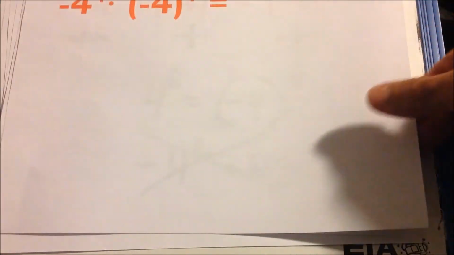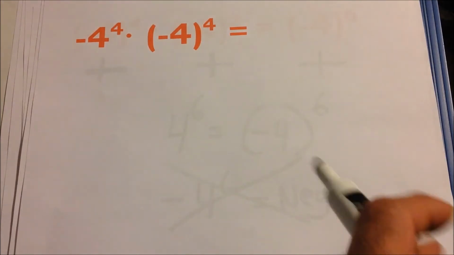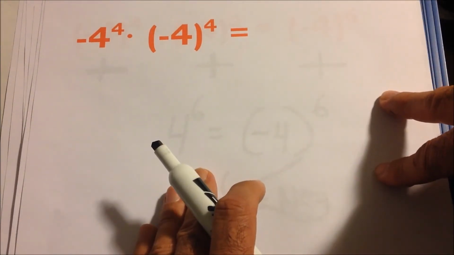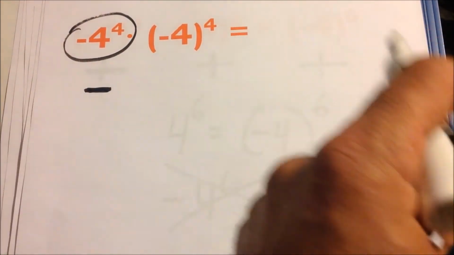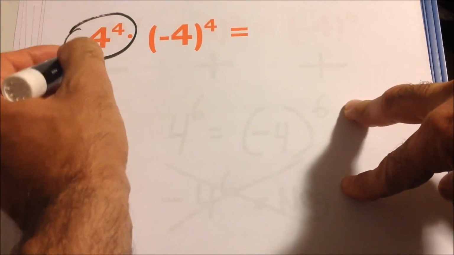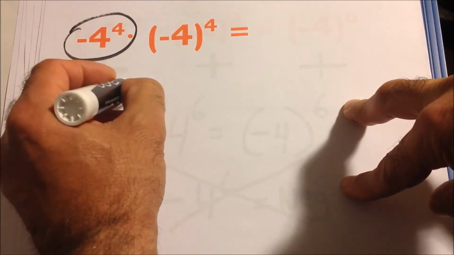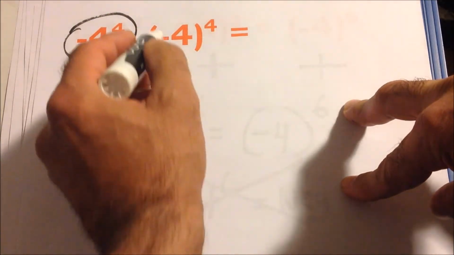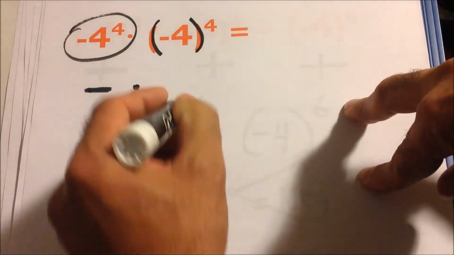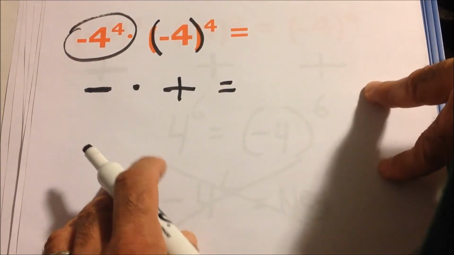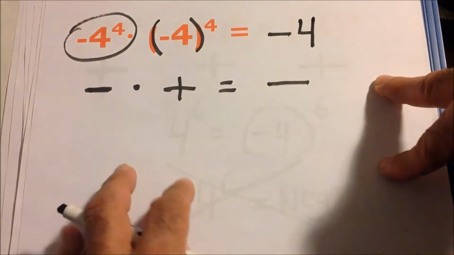Okay, what about this answer? What do you think that is? Well, again, do it one at a time. We know that this answer right here is going to be negative. And why is that? Because there's no parentheses, and if you have no parentheses on a negative base, it's always negative. We know that this one has a negative 4, but it's in parentheses, and the exponent is even, so this will be positive, but a negative times a positive is a negative. So we know we have to use a negative 4.